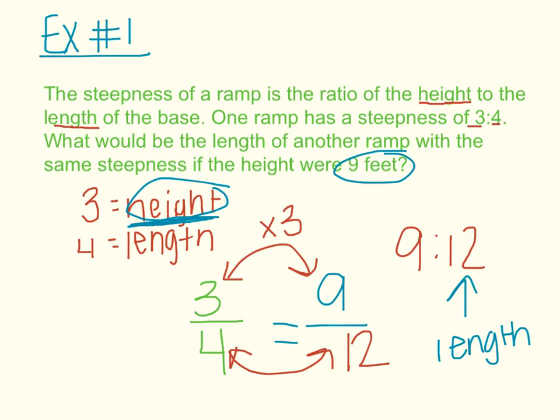So, giving a good mathematical explanation, we would explain our steps. We would say, first we wrote 3/4 as a ratio, comparing the height to the length. Then we knew we had to get to 9 feet for the height. So we set up a proportion. Then we multiplied 3 times 3 to get to 9. So we did the same thing on the bottom, and 4 times 3 is 12. So 12 is the new length. That would be a good mathematical explanation.